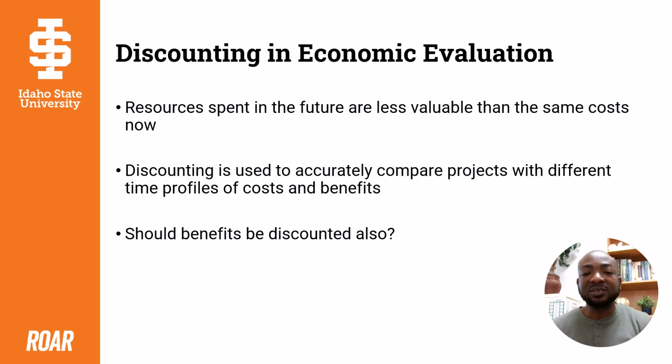So discounting allows us to compare projects with different time profiles of costs and benefits. For example, costs may occur in the first 3 years, whilst the benefits accrue over a 10-year period. And so discounting allows us to express the future costs and benefits of projects in terms of their value today, that is, their present value. We do this by applying a discount rate to all future costs and benefits, and that is any cost or benefits that are incurred beyond an initial 12-month period.